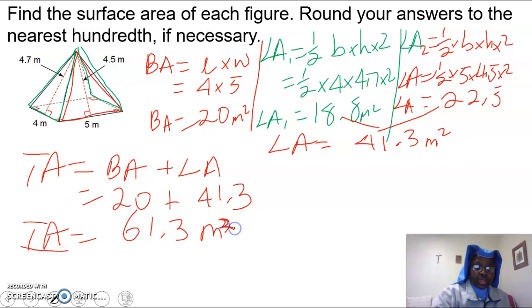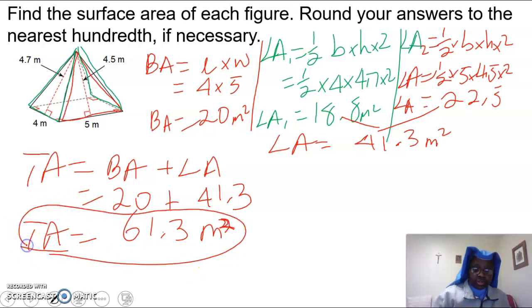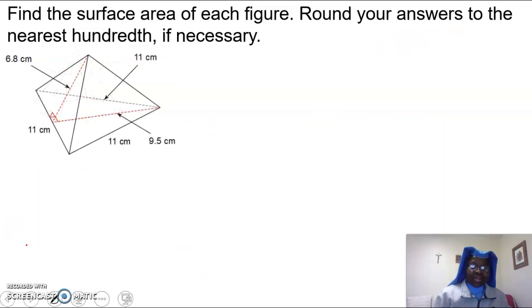Okay, meters squared. That will be the total surface area. All right, next one.